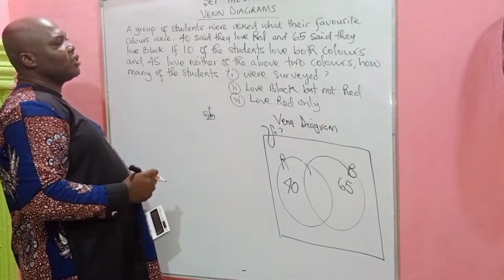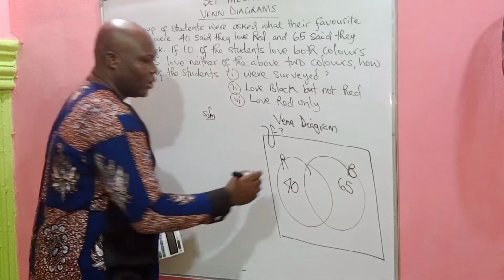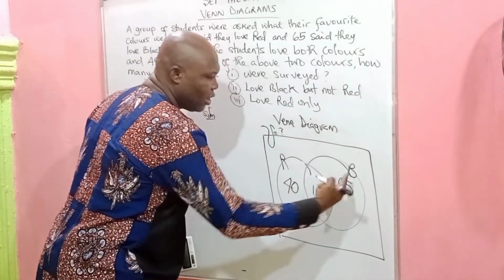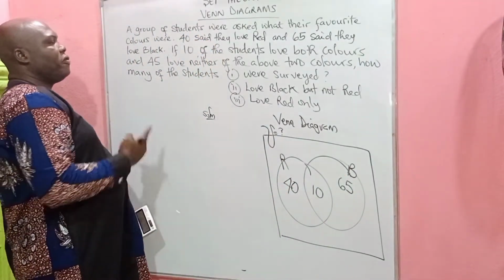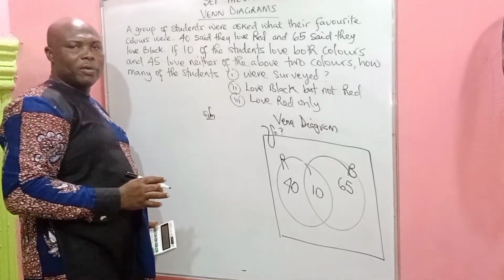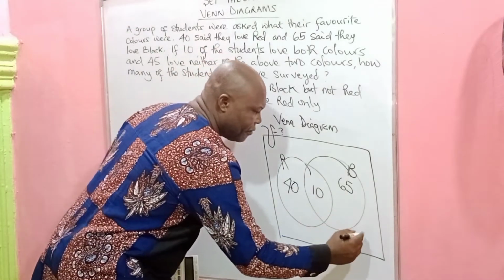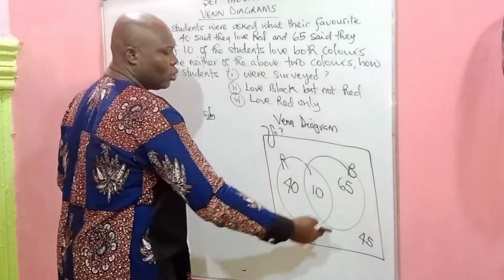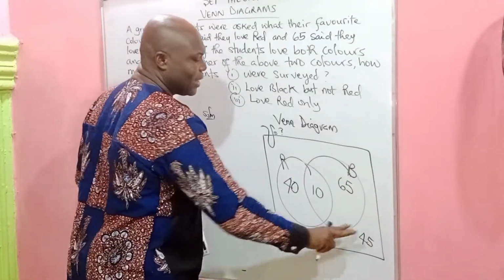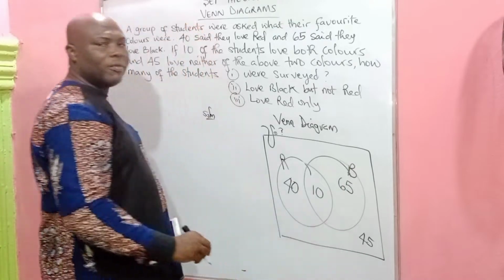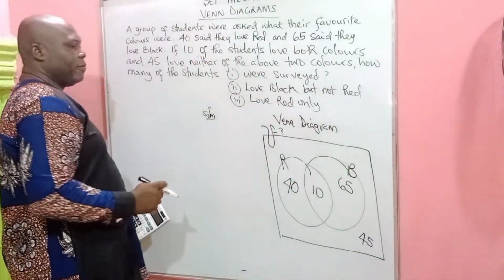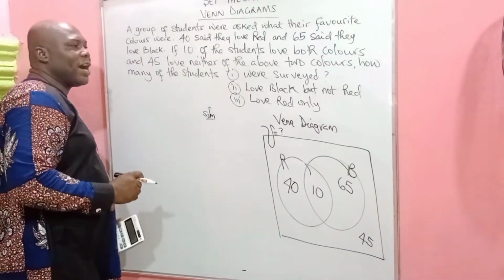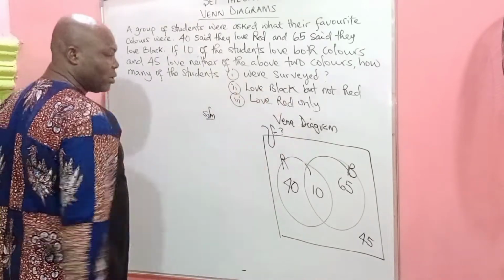And then 10 of the students love both colors. So we have 10 here. 45 love neither of the two colors. So we have 45. They are in the universal set. They were surveyed, but they do not love red and they do not love black. They are outside red and black. So neither of the two colors, we have 45. So the first question they say we should find is how many of them were surveyed.